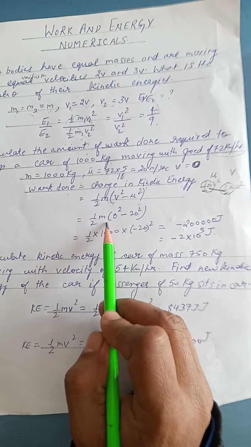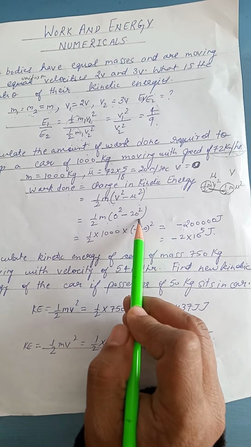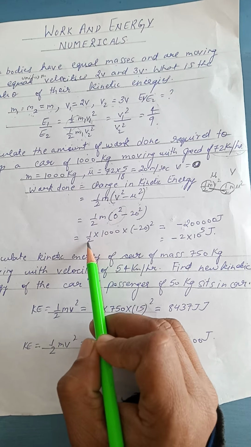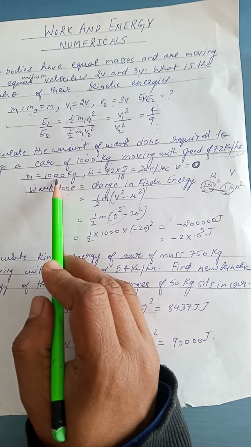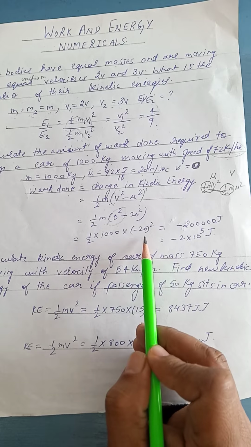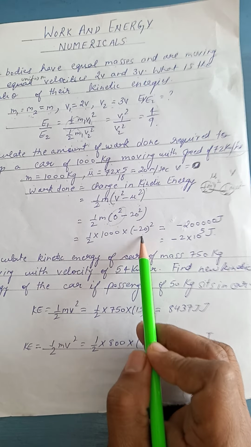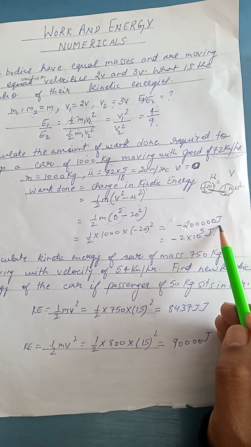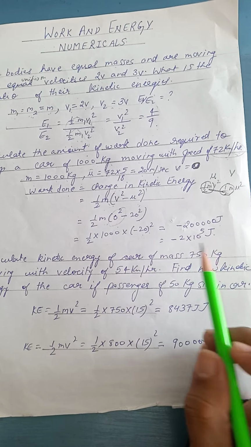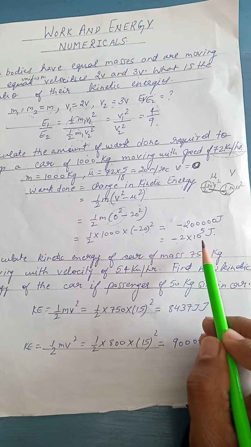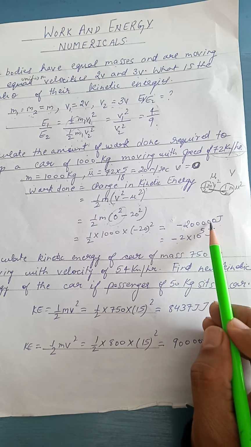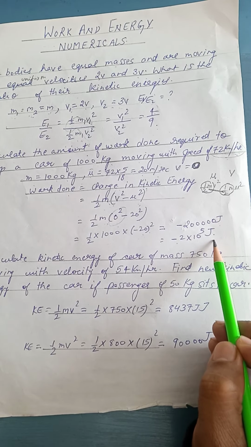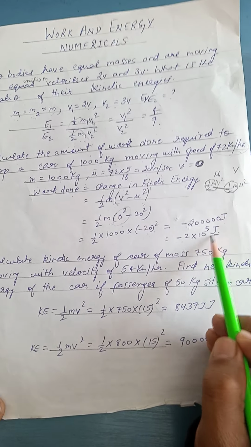So when you substitute the values, half into m, 0 square minus 20 square, this term will be considered as 0. Half, the value of m is given as 1000, so you write 1000 multiplied by minus 20 square. So finally you will get this answer. In terms of power, we can write minus 2 multiplied by 10 to the power 5 joule, since there are 5 zeros. We are calculating the work done, so we write the unit as joule.